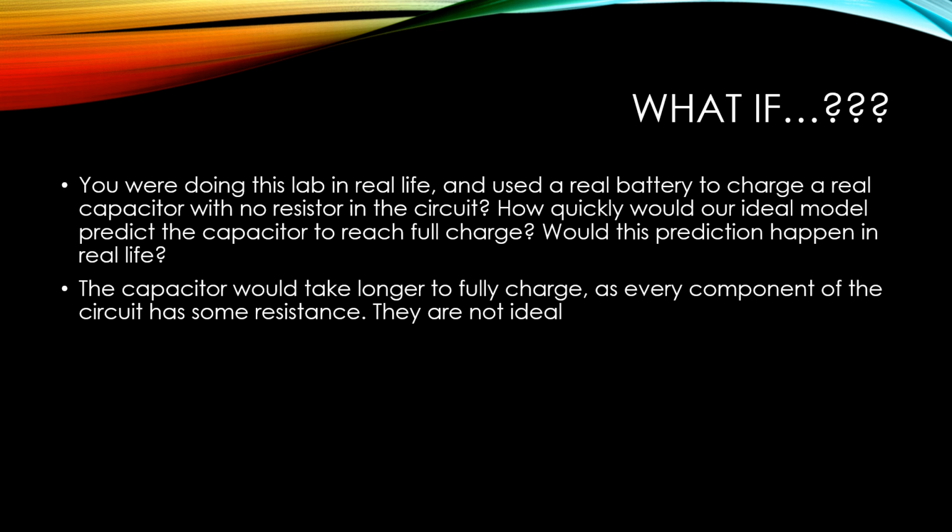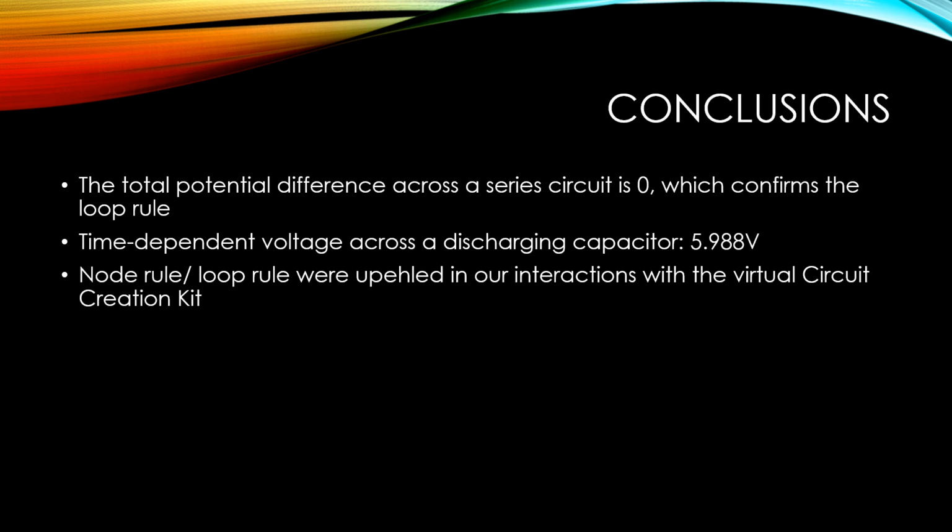So our conclusions: the total potential difference across a series circuit is 0, which confirms the loop rule. The time-dependent voltage across a discharging capacitor was 5.988 volts, and the node rule and loop rule were upheld in our interactions with the virtual circuit construction kit.